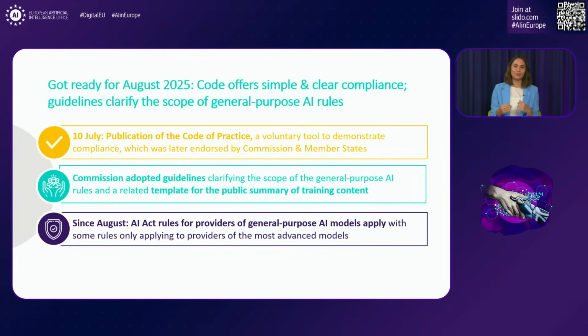Of course, it also needs to be clear who has to comply with those rules. And this is where the Commission guidelines come in. So after that, the Commission published guidelines to clarify the scope of the general purpose AI rules. For example, explaining when an AI model is a general purpose AI model, or what rules would apply to downstream providers that would fine-tune these models to use them in their applications.